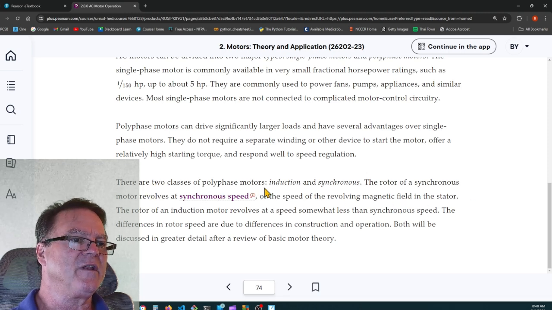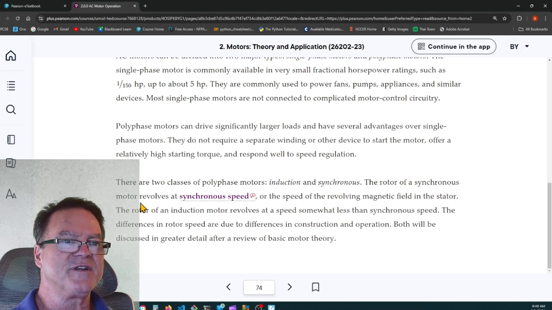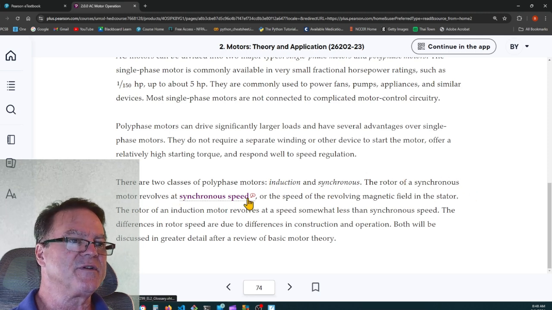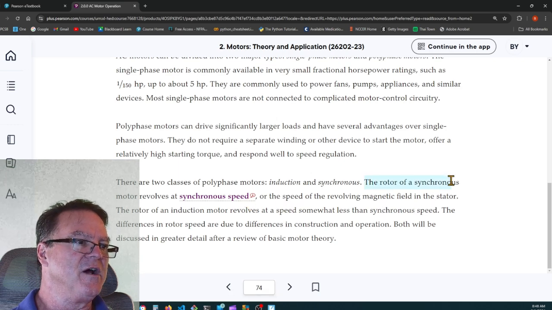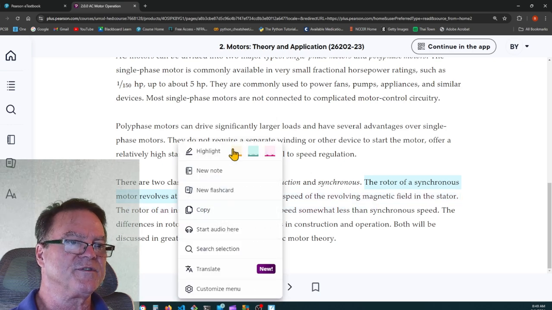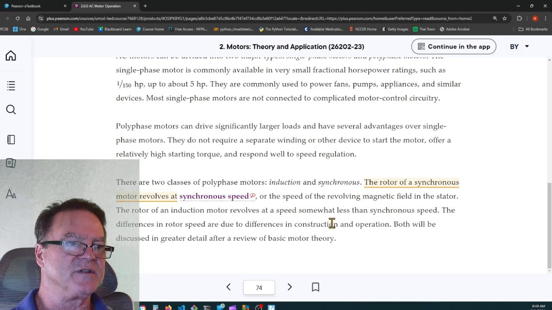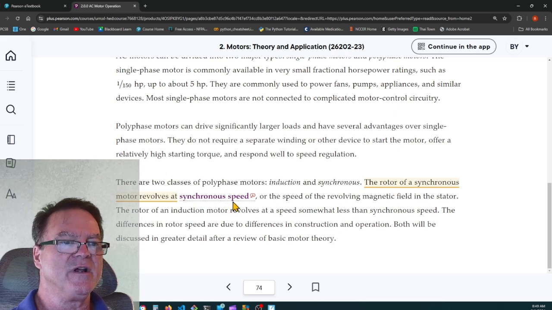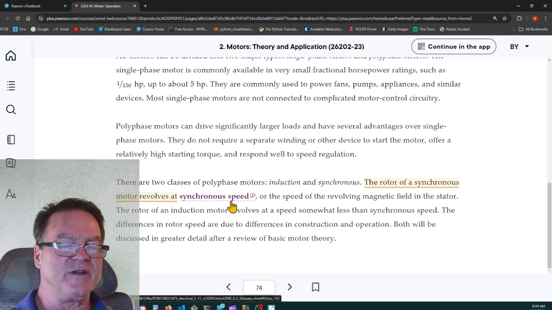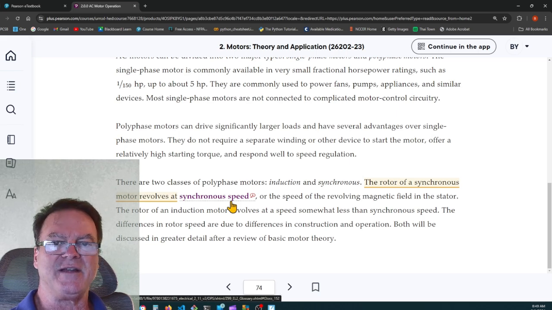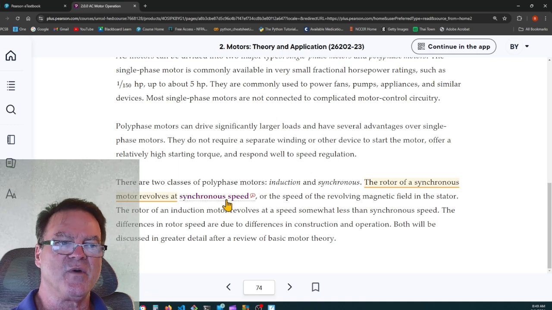There are two classes of polyphase motors, induction and synchronous. The rotor of a synchronous motor revolves at synchronous speed, or the speed of the revolving magnetic field in the stator. None of the induction motors do. We'll talk about that. It's called slip. But the synchronous motor is the one motor that can actually turn at synchronous speed. When you do the math and you figure out, okay, this should be 1800 RPM, that synchronous motor will pretty much be 1800 RPM.